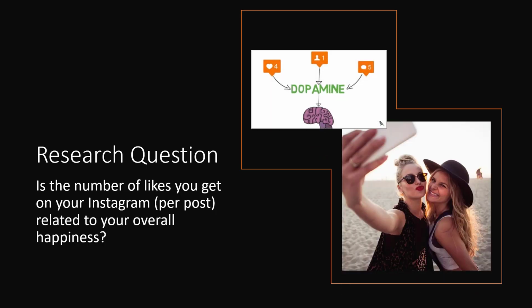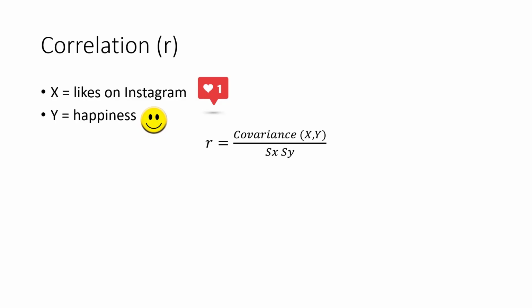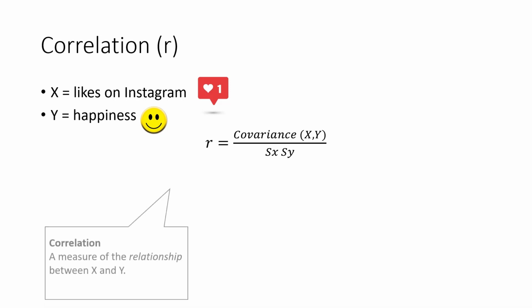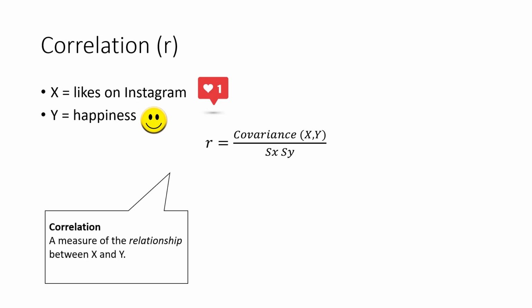Here is an example of a research question for correlation analysis. Is the number of likes you get on your Instagram per post related to your overall happiness? The statistics behind correlation is different from t-test or ANOVA. Correlation is a measure of the relationship between two variables, x and y. To calculate the correlation, we first need to estimate the covariance between x and y.